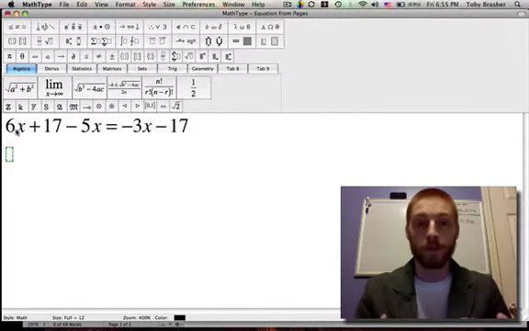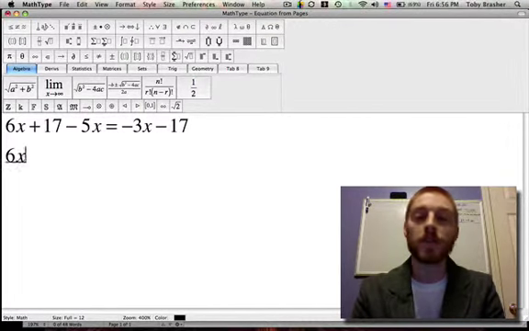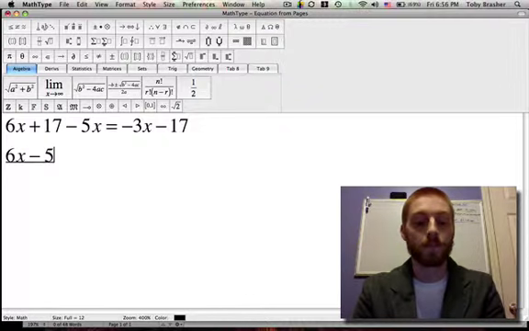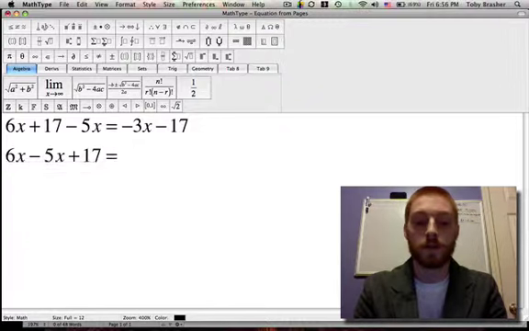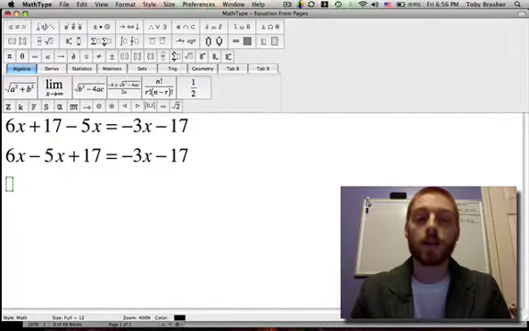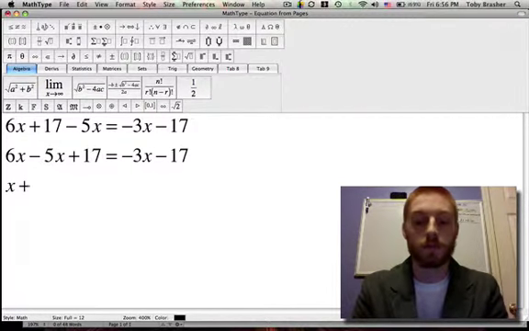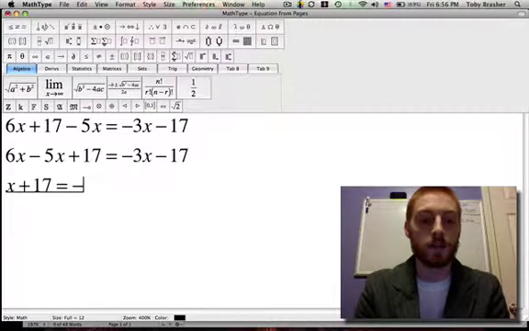Well, I want to reorder it first using the commutative property. And all I have to do that is 6x and then switch the 17 and the minus 5x. The commutative property allows me to do this without changing the answer. Now what I can do is I can take 5x away from 6x and have x left, and then plus 17 equals negative 3x minus 17.